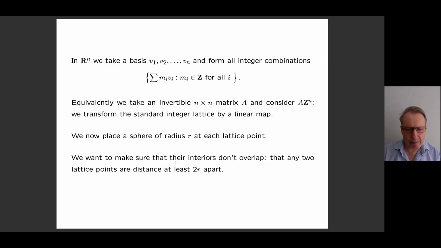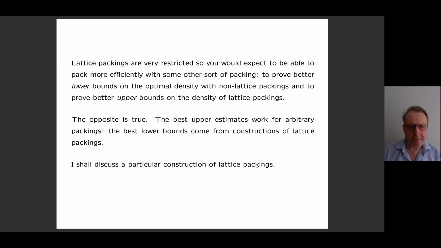And then, as I say, we now put a sphere of a certain radius, let's say little r, at each of these lattice points. And the hope, or the plan, is that the interiors of these spheres don't overlap. In other words, any 2 of these lattice points are at least distance 2r apart, and that means that the balls of radius r centered at those respective points will not overlap, except on the boundary, they may touch on the boundary, but not their interiors. Okay, so that's our task.